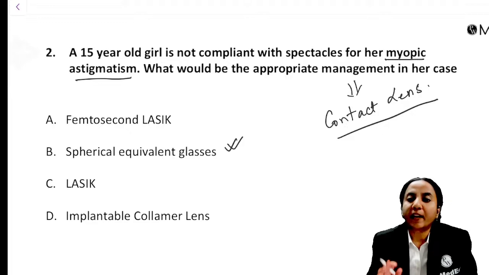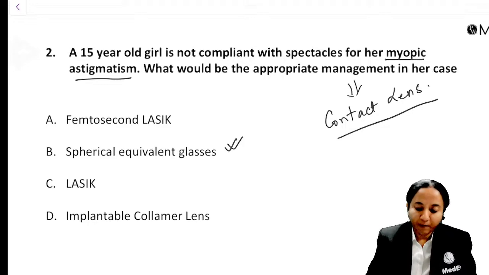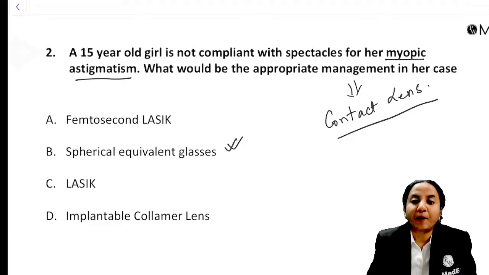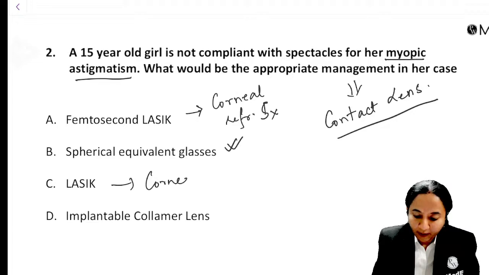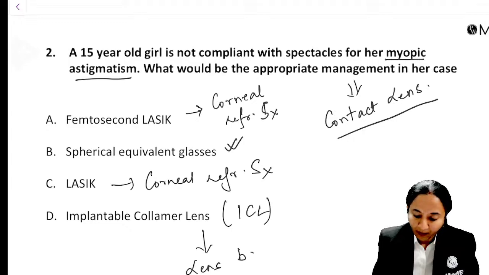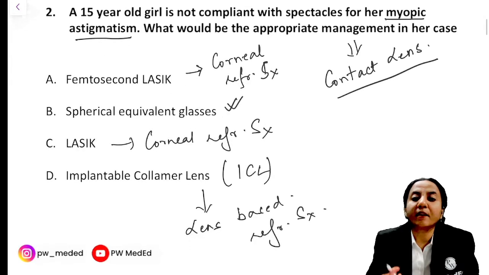That is the answer. But unfortunately, contact lens is not in the options of this question. What do we have in the options? We have femtosecond LASIK and implantable collamer lens. All these are refractive surgeries. Femtosecond LASIK is a corneal refractive surgery. And this ICL, or implantable collamer lens, is a lens-based refractive surgery. So basically, all these are refractive surgeries.